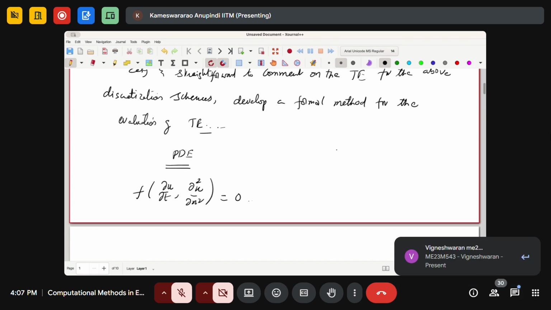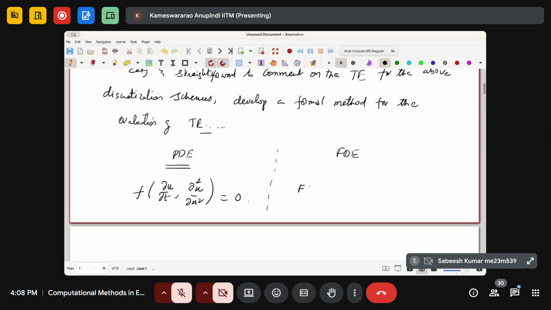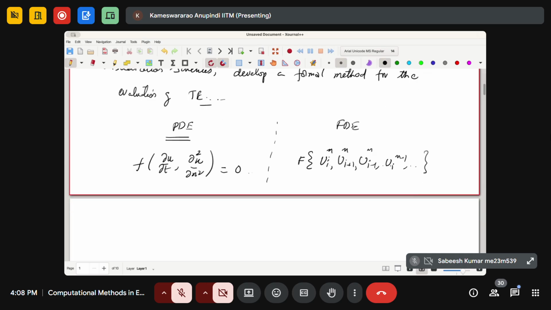Similarly, we have the finite difference equation, which is essentially some F that involves u at i, u at i plus 1, u at i minus 1, and so on. Essentially this involves the values of u_i at n plus 1 and so on. That means we have a finite difference equation equal to 0. We have basically one such equation, and in fact we have n such equations, which together form the set of linear algebraic equations. So that is the finite difference equation. This is the partial differential equation.